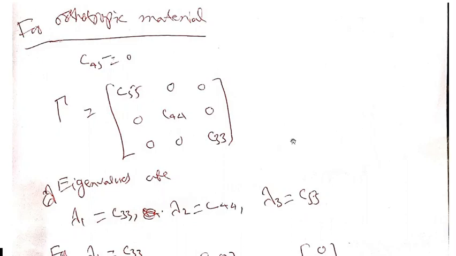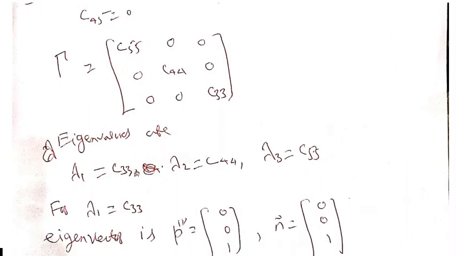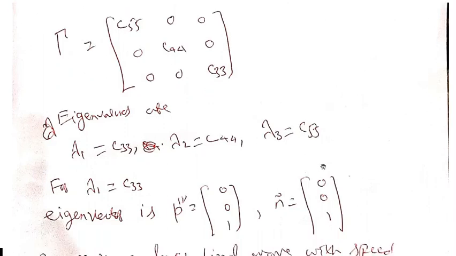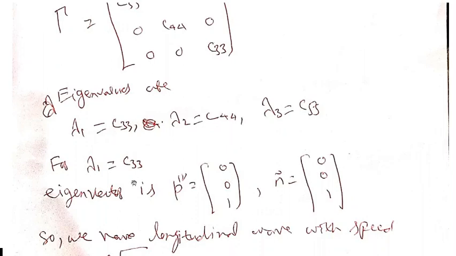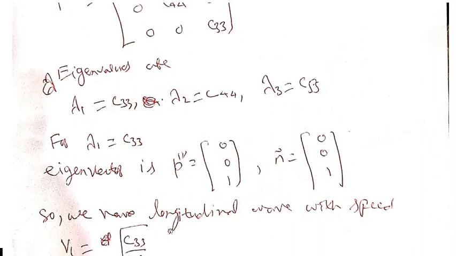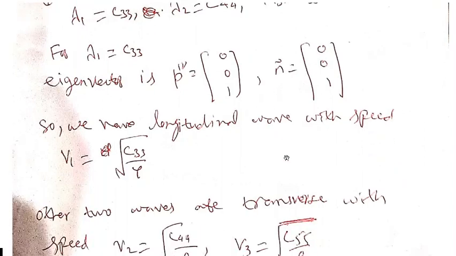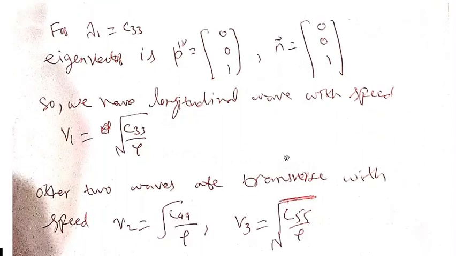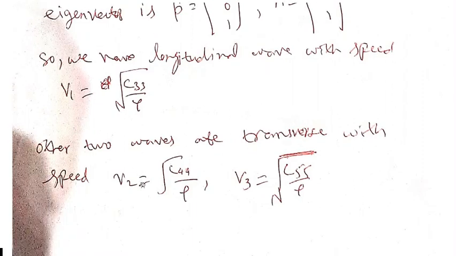So when you calculate the eigenvalues, you will have the result: lambda 1 is C33, lambda 2 is C44, lambda 3 is C55. Again, lambda 1 for C33 will have polarization P1 this, so it means that you have a longitudinal wave with this speed, and similarly the other two waves will be transverse waves with these speeds, and the polarization vectors are 0 1 0 and 0 0 1, because one is longitudinal, the other two must be transverse, with these speeds in orthotropic material.